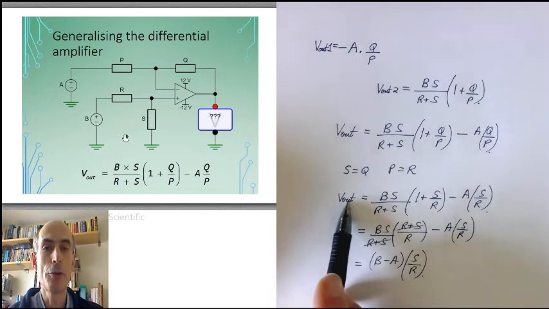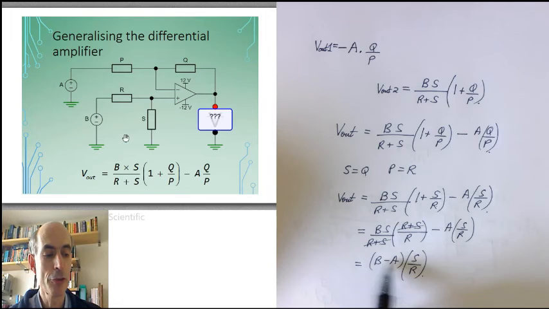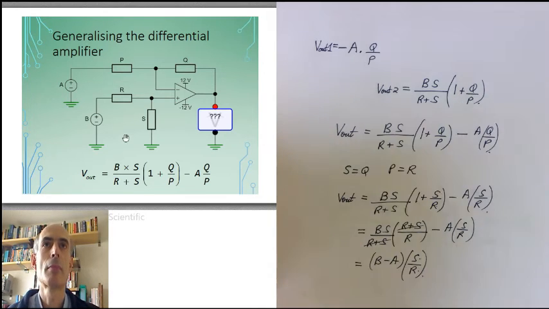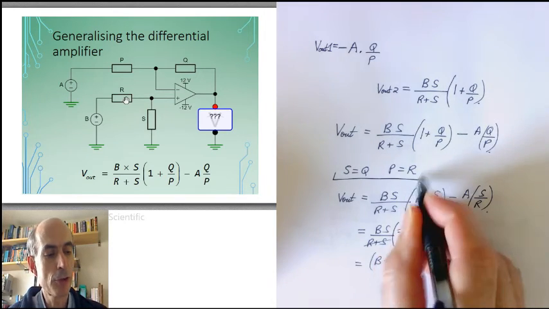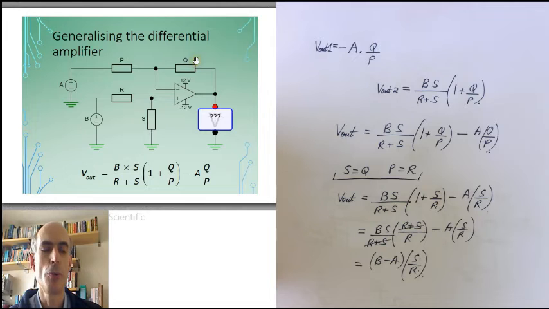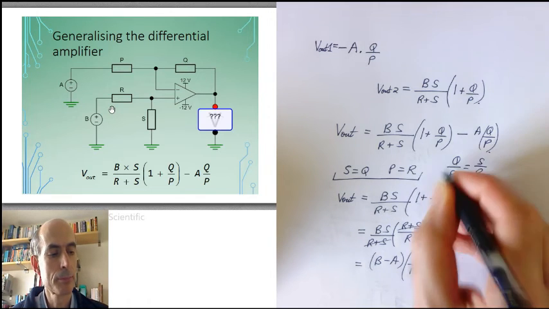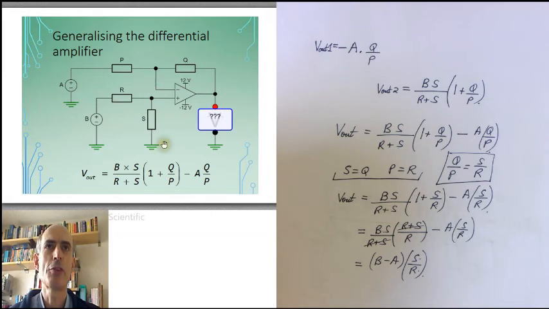In other words, our output is proportional to the difference between our two inputs A and B. And the gain of this differential amplifier is S over R. This resistor divided by this resistor. In fact, to get this result, you don't need to set S equal to Q and P equal to R. All you need is that Q over P is equal to S over R. The ratios have to be the same. And provided we do that, then we have an amplifier here capable of amplifying up the difference between two input signals.